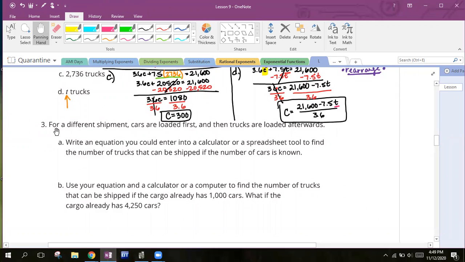So number 3, still talking about this ship. It says for a different shipment, cars are loaded first and then trucks are loaded afterwards. Write an equation that you could enter into a calculator spreadsheet to find the number of trucks. So this time it wants us to make it easier to find T, and it can be shipped if the number of cars is known.